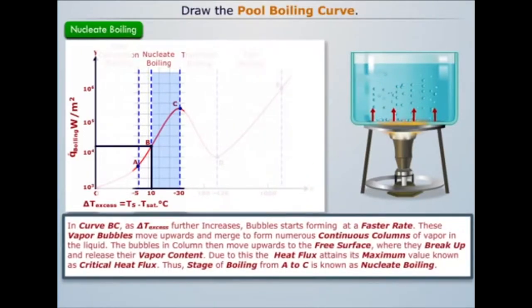In curve BC, as delta T excess further increases, the bubbles start forming at a faster rate. These vapor bubbles move upwards and merge to form numerous continuous columns of vapor in the liquid. The bubbles in the column then move upwards to the free surface, where they break up and release their vapor content. Due to this, the heat flux attains its maximum value, known as critical heat flux.